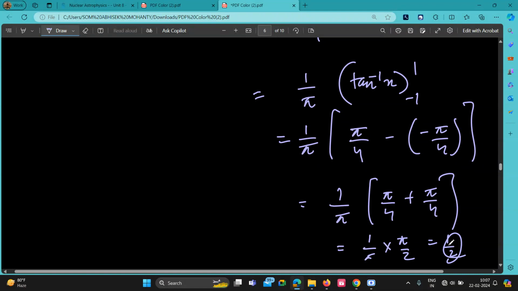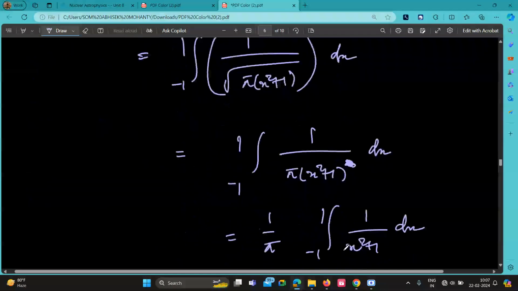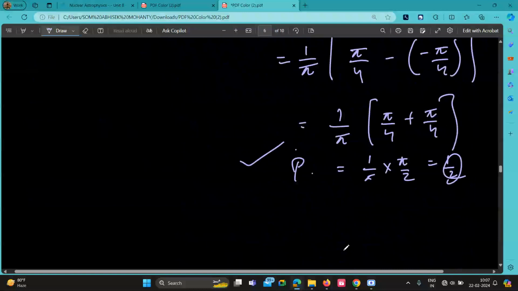Is it clear? Okay, good. So this is the probability. Easy question, you just have to derive it a bit. Just see whether you're able to solve it or not. Let me know.